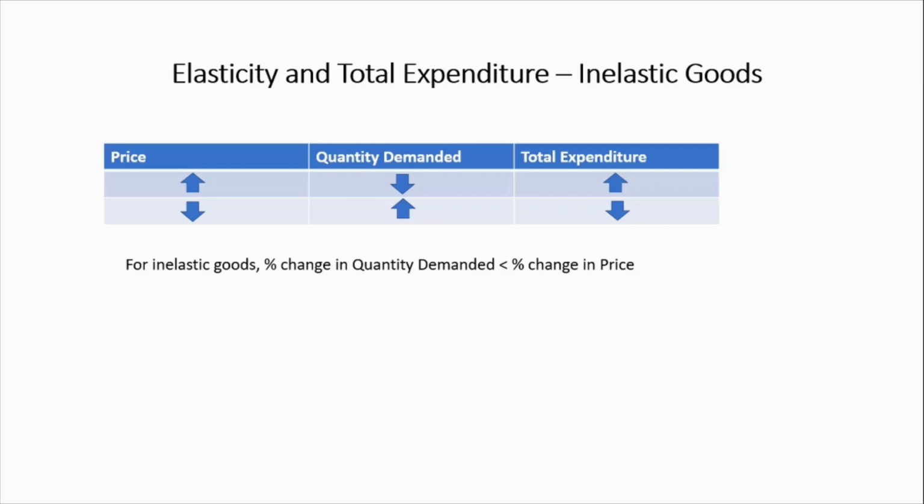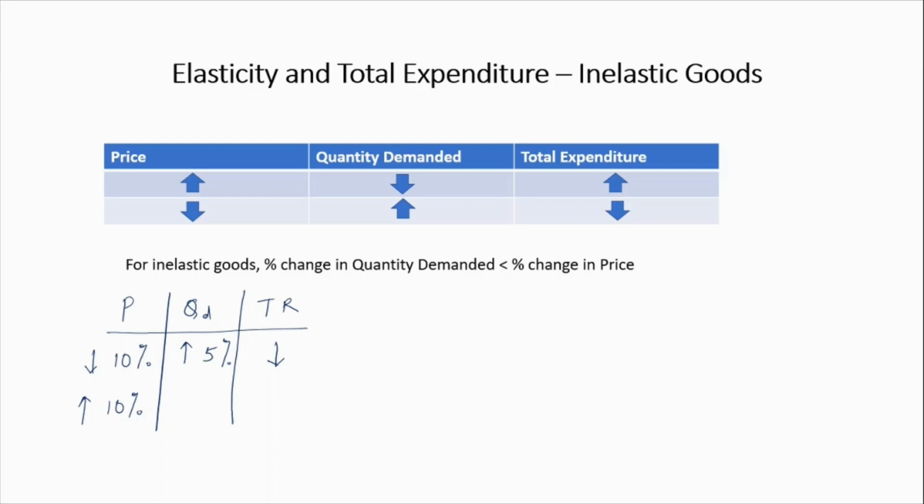What happens in case of inelastic goods? So suppose I make different columns here. Let's try to take an example. So I have price, I have quantity demanded, and I have total revenue. So what do you mean by inelastic goods? If my price decreases by 10%, my quantity demanded increases but less than 10%. Okay, so say I take only 5% increase in quantity demanded. So let's see what happens to the total revenue later on.